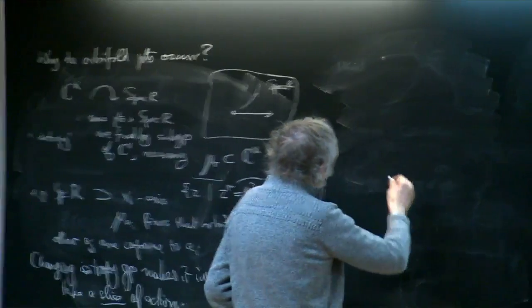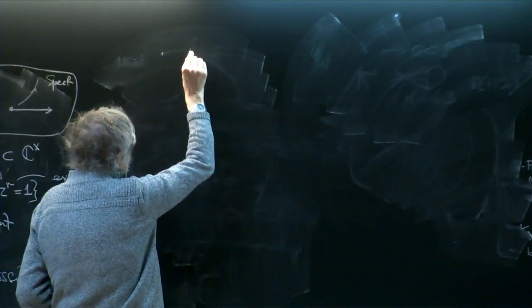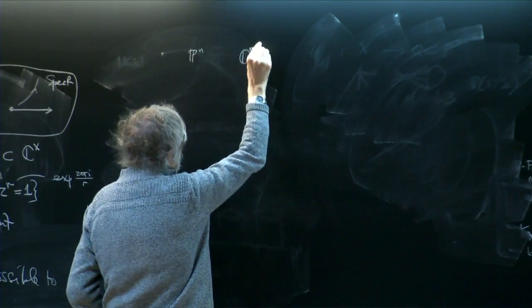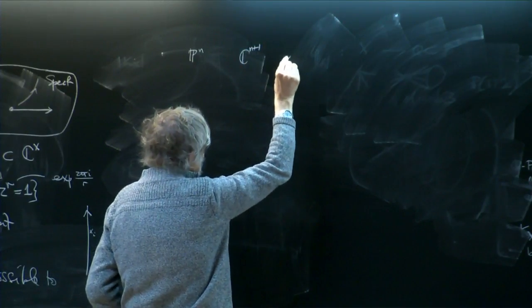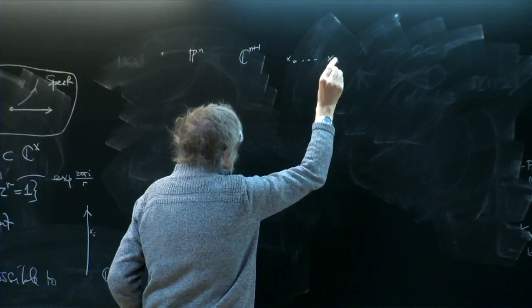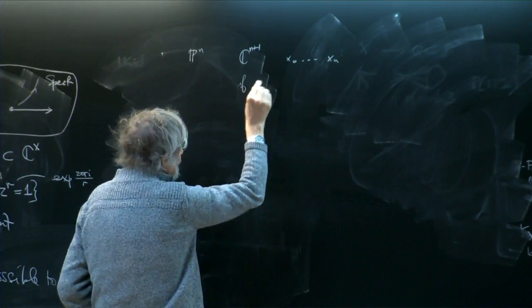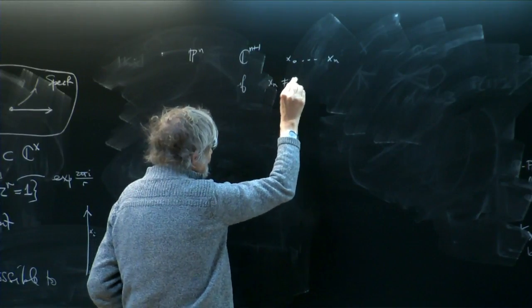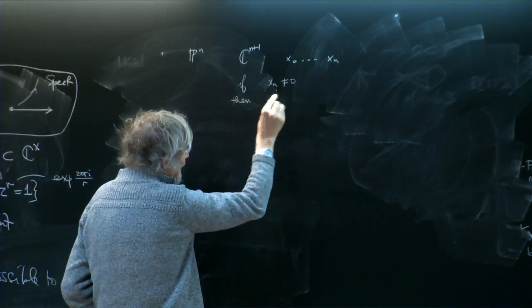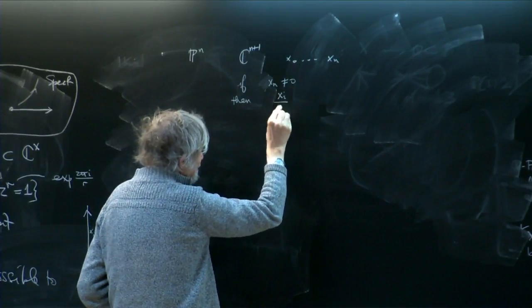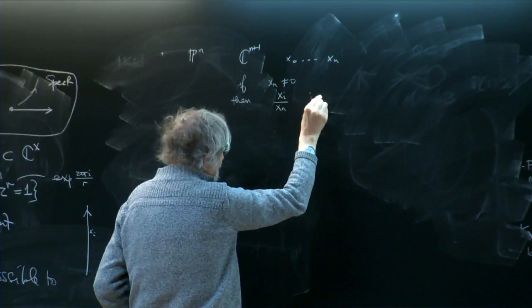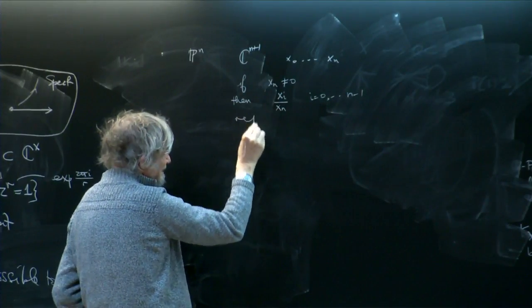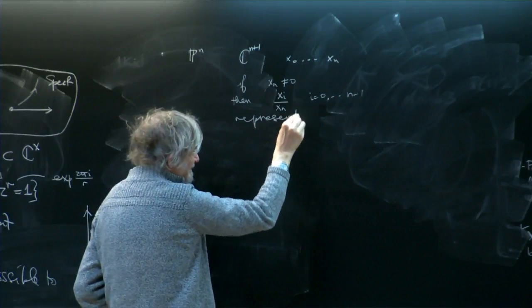And so when I'm doing the ordinary definition of P^n, I'm taking C^{n+1} with usual coordinates x_0 up to x_n, and then I'm going to say if x_n is not equal to 0, then x_i divided by x_n, i equals 0 up to n minus 1, represents the equivalence class.